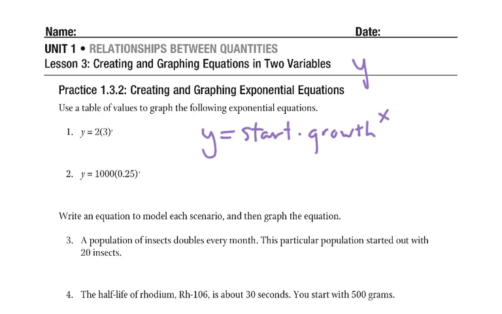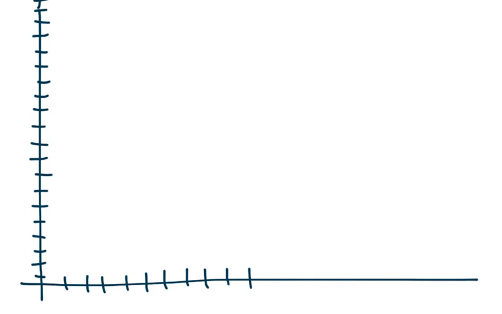We usually write it y equals a times b to the x. So a would be your y-intercept, where we start on the y-axis. B would be the number we're multiplying by. Looking at this, y equals 2 times 3 to the x. So our y-intercept is 2, and our growth is by 3.